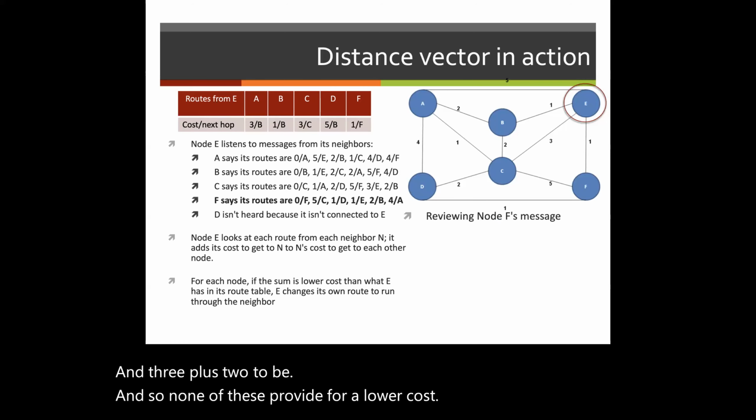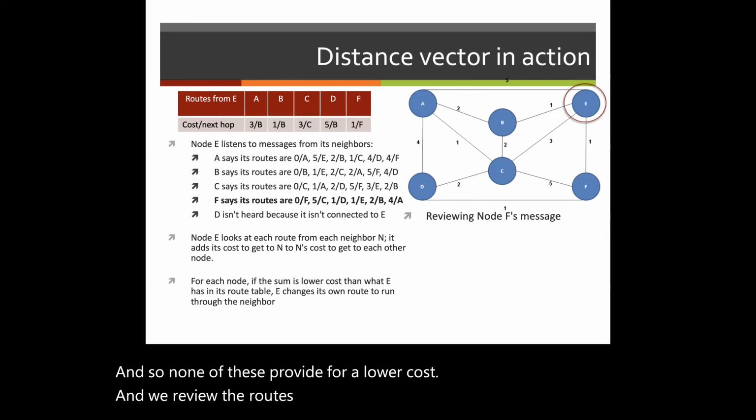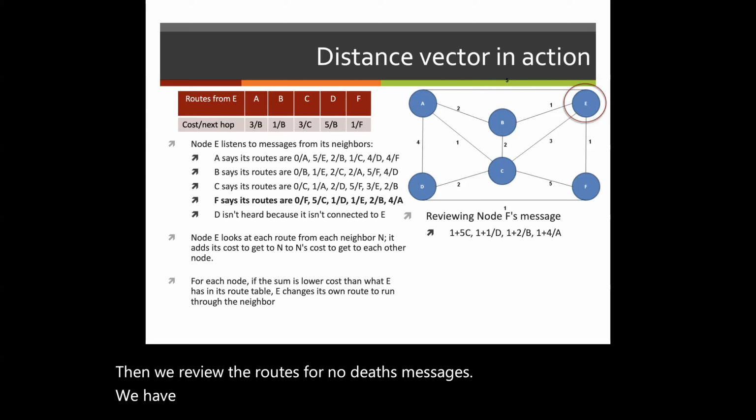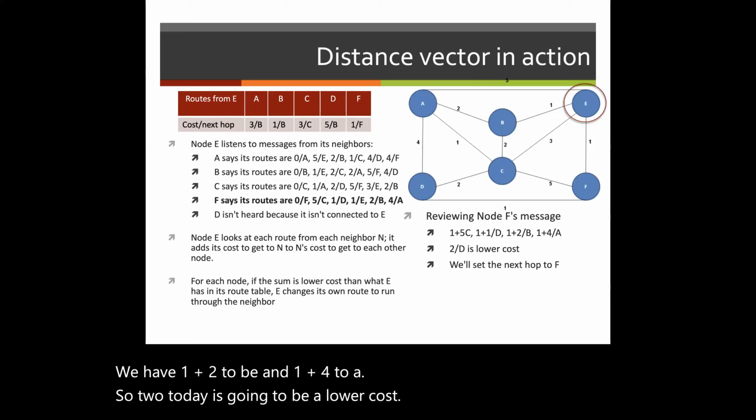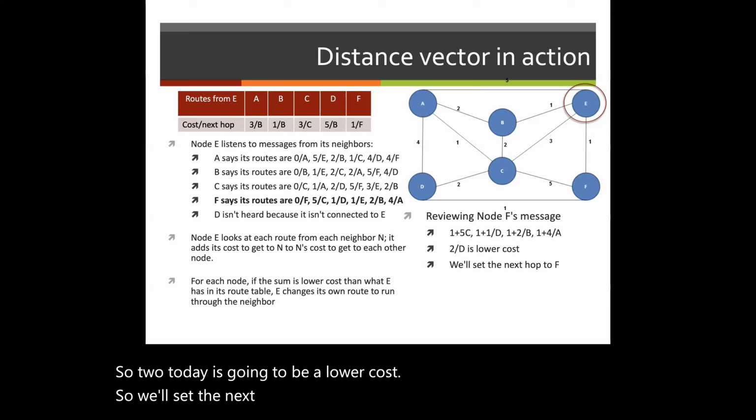We review the routes for node F's messages. We have 1 plus 5 to C. We have 1 plus 1 to D. We have 1 plus 2 to B, and 1 plus 4 to A. So 2 to D is going to be a lower cost. So we'll set the next hop to F here.